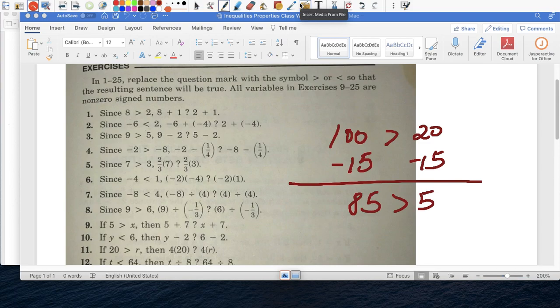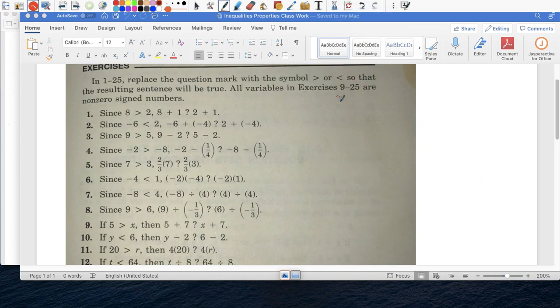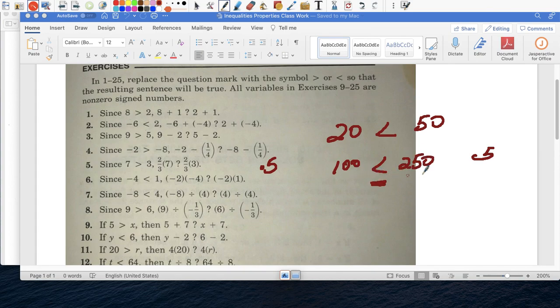Okay. Now, multiplication is a little bit different. Let me pick a different number. 20 is less than 50. Let's say I multiply both sides times 5. 5 times 20 becomes 100. 50 times 5 becomes 250. Notice that the inequality still stays true. 100 is still less than 250. There's no issue there.